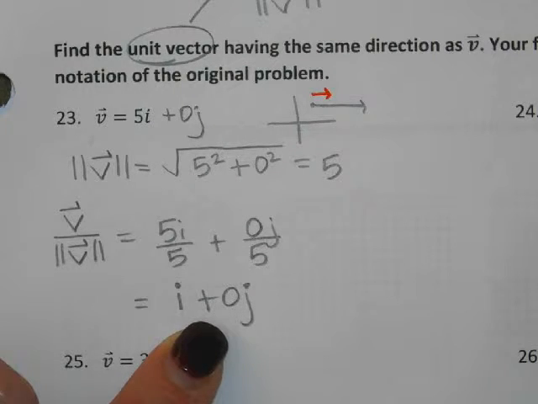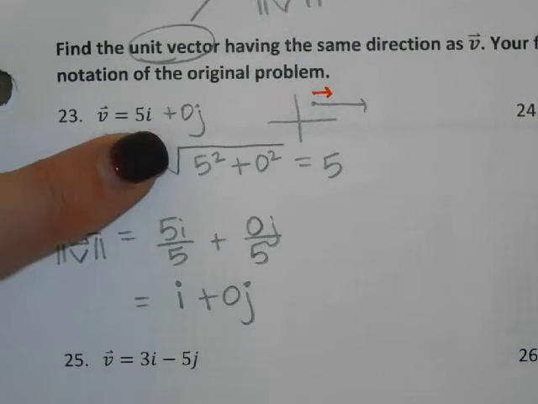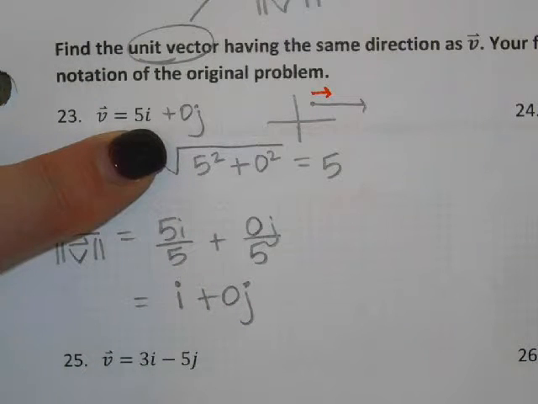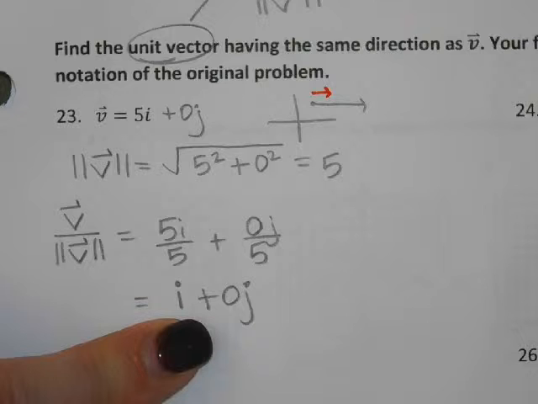Now, the part of the instructions that say your final answer should match the notation of the original problem, that just means that the original problem was written as i's and j's, and so your answer should be written as i's and j's. So it means don't switch it to component form. Leave it in the form that it's in.